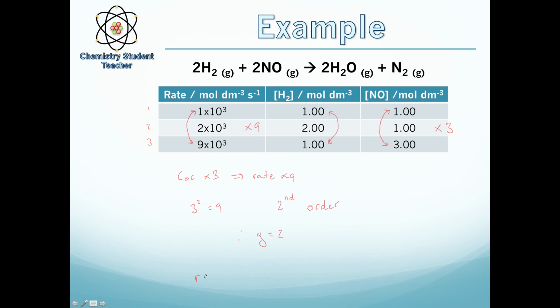That means the overall rate equation will be rate equals K, the constant that's in every equation, times by H2, which is to the power of 1, so we can just omit that. Anything to the power of 1, it's just itself, times by nitrous oxide to the power of 2 as it's second order. So that would be our rate equation for this example here.